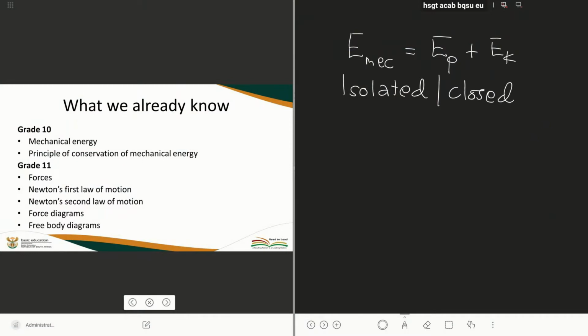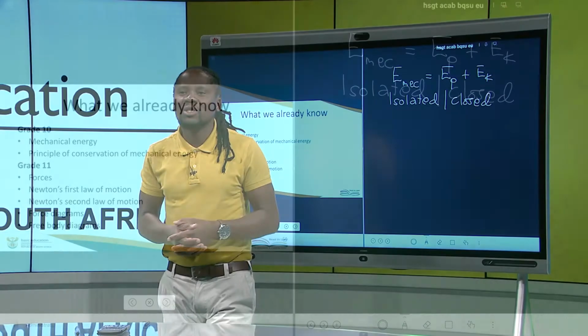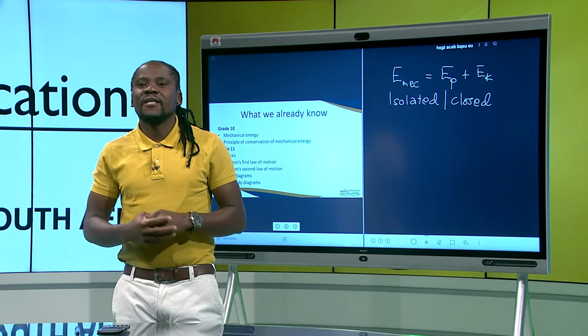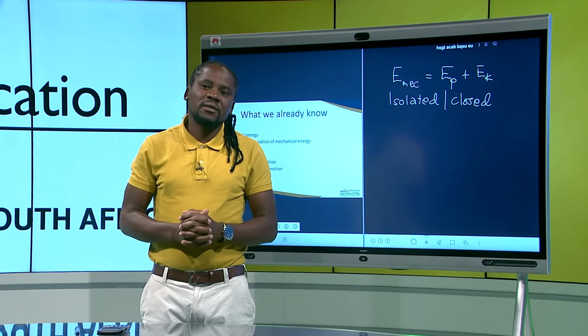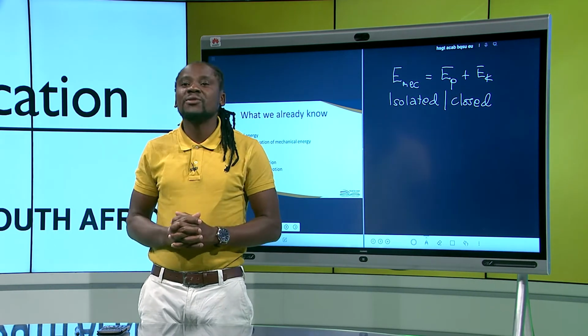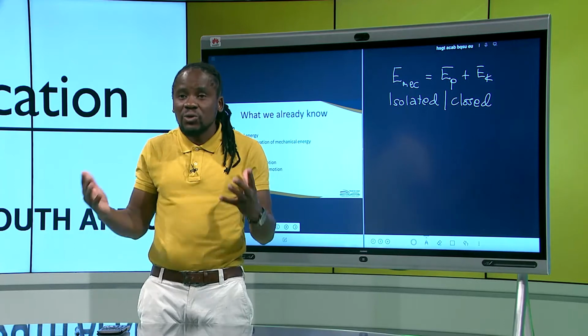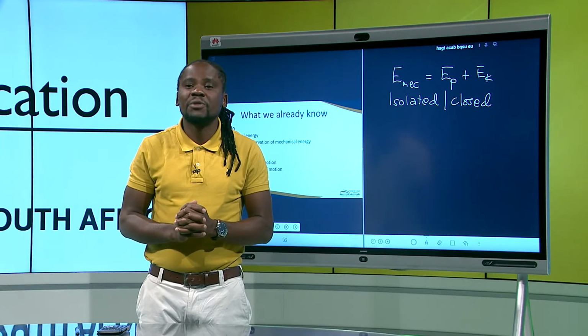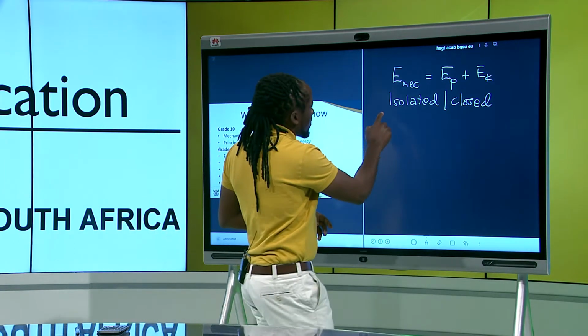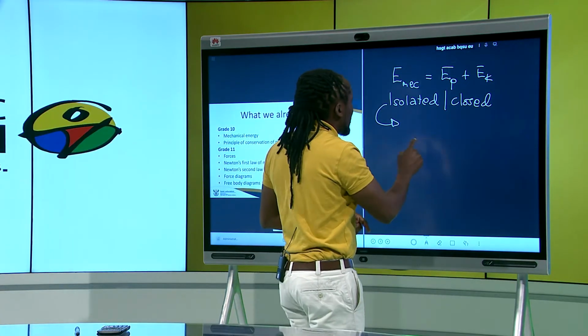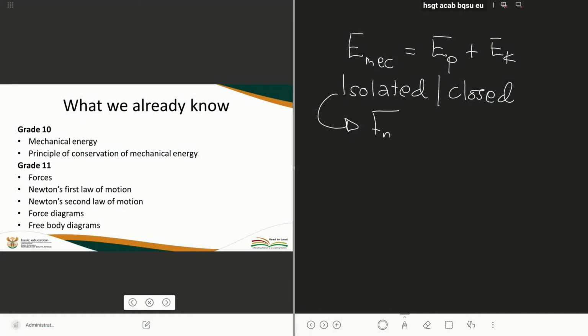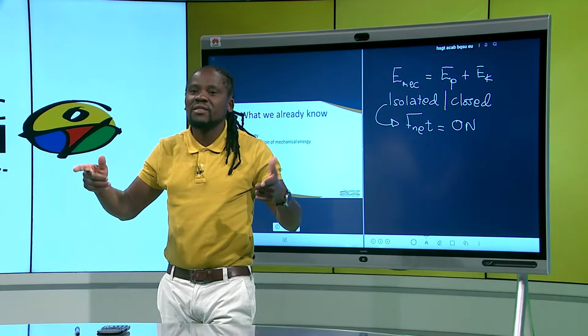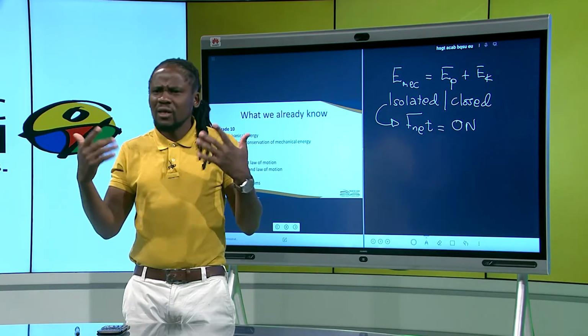What do we mean by that? We've spoken about a closed system in grade 10. We also said that if a system is a closed or an isolated system, we are simply saying that the total of the forces that act on that object is equal to 0. So if a system is closed or isolated, the net force acting on that system is equal to 0 newtons. Now, this also brings something to mind as far as Newton's laws.